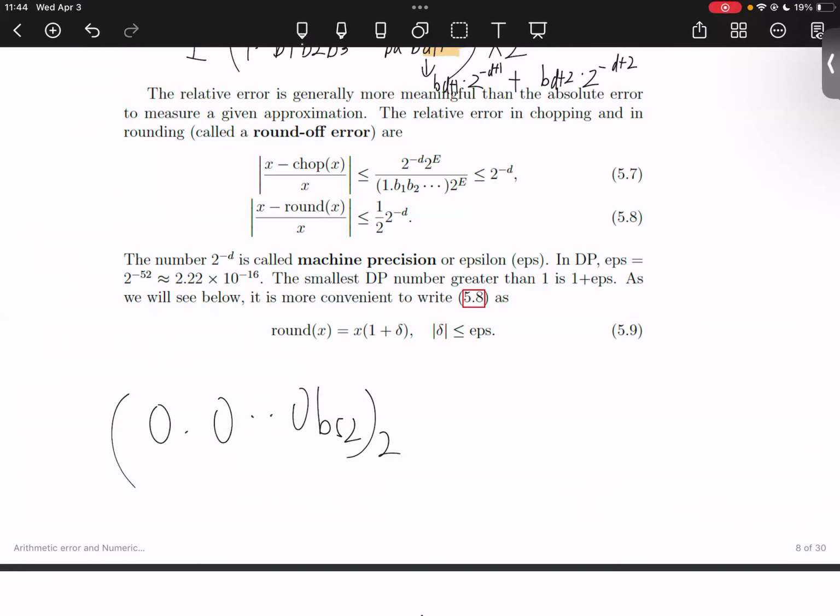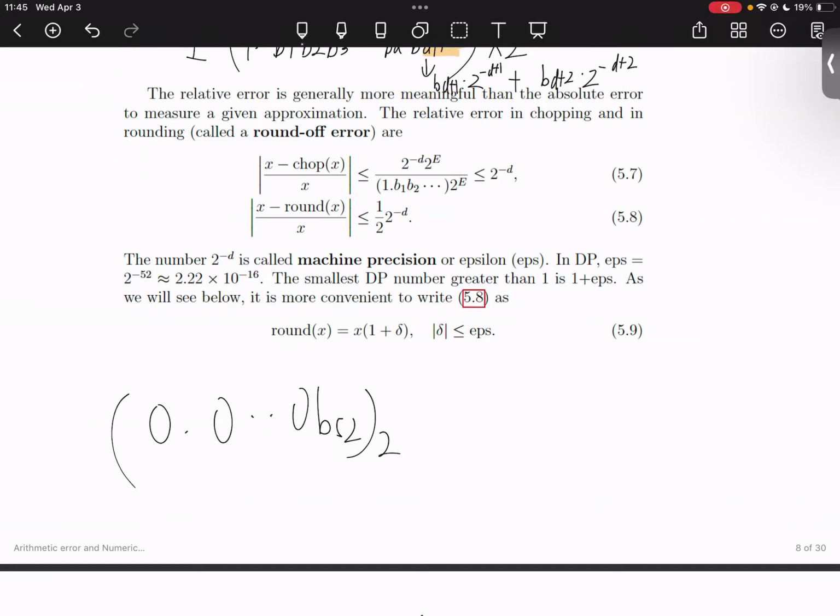And the smallest double precision number greater than 1 should be 1 plus the machine precision. And that is the thing we just mentioned. We can represent the rounding of the x in this way. So this means that in double precision, we would chop everything off beyond the 52 bits. And this is the machine precision we have in double precision.